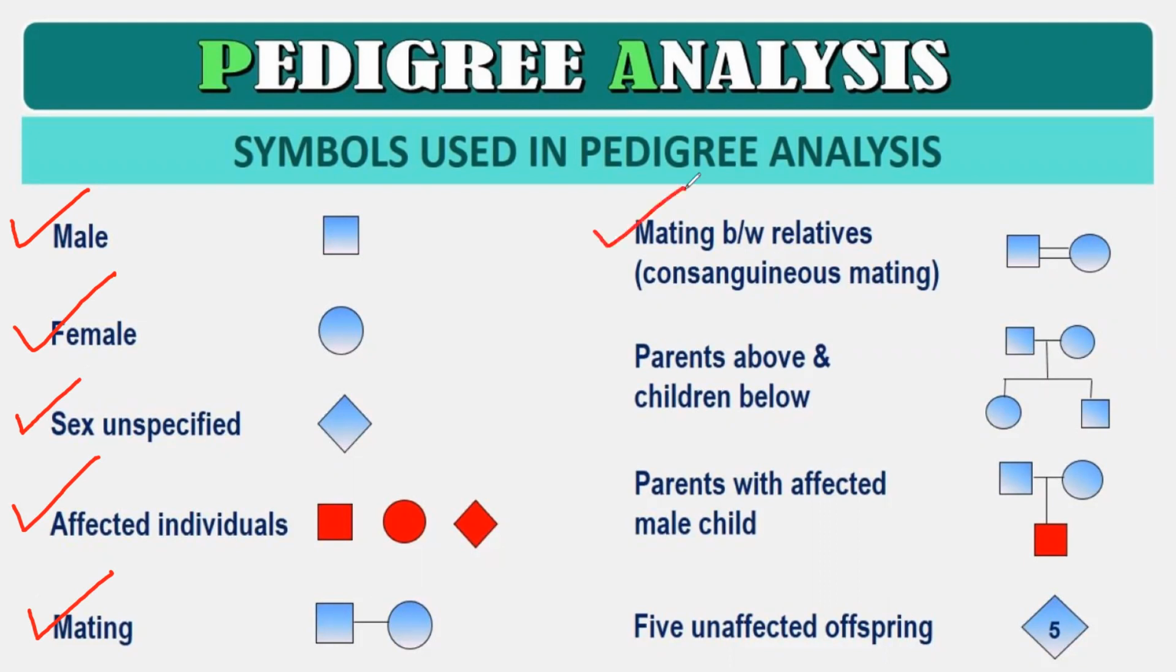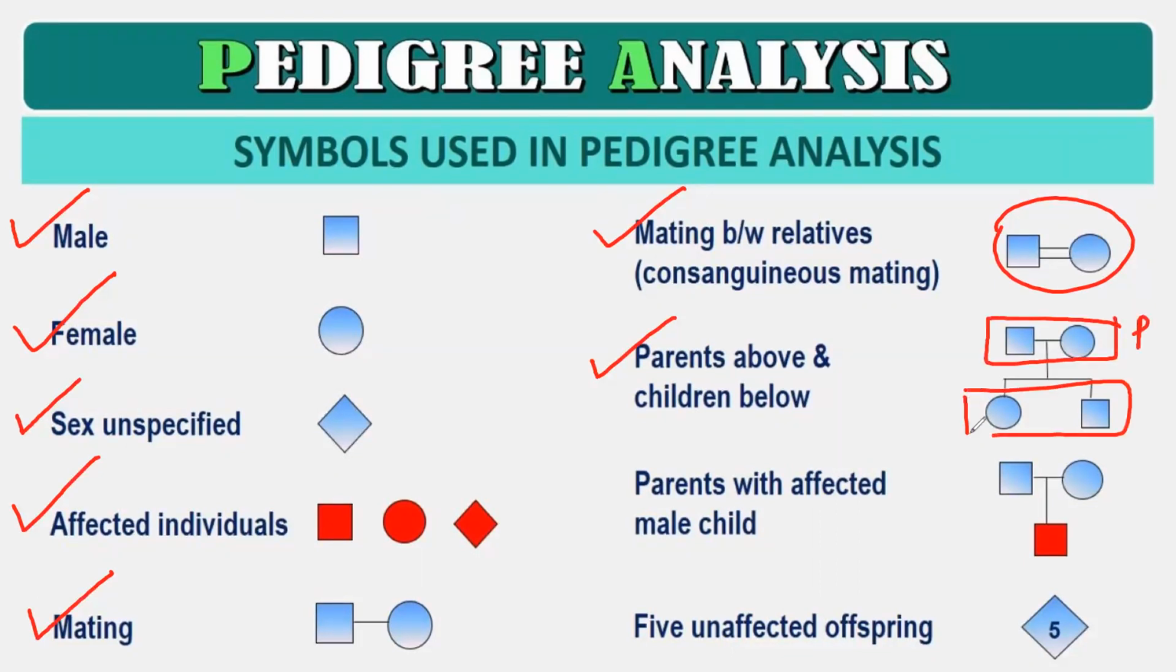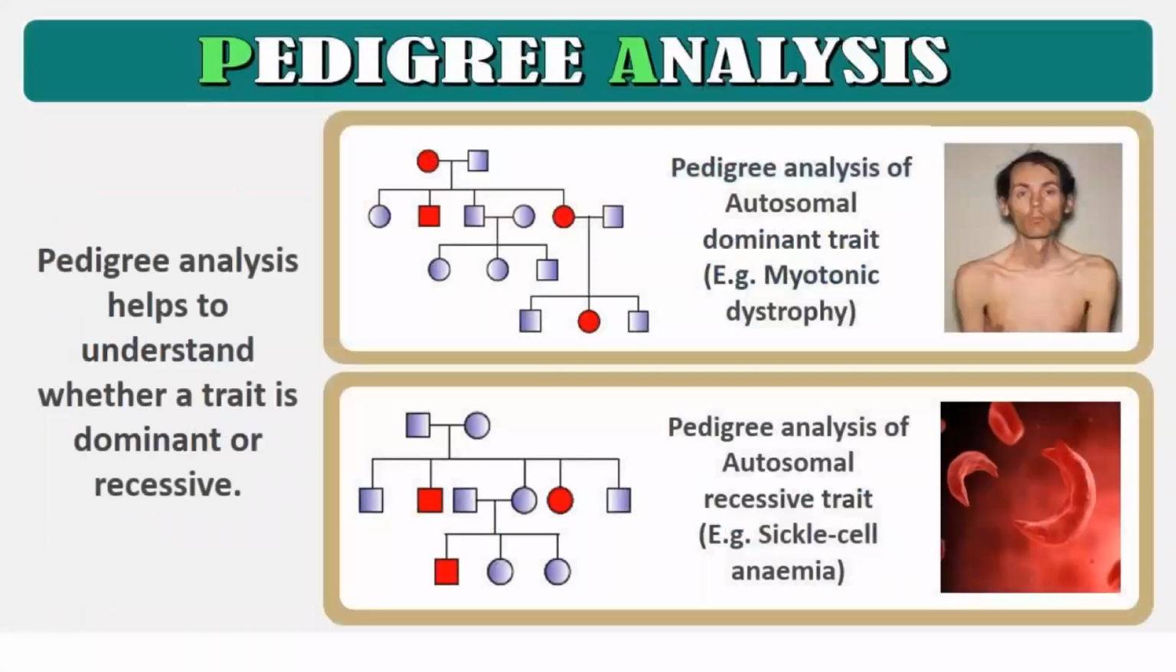If the mating is between relatives, then instead of a single line, you can see a double line connecting the two. Parents above, and these are the parents, and these show the children. Parents with affected child: red color, or the darker shade, always indicates the affected individual. 5 unaffected offspring. So in total they have written 5 unaffected offspring. So these are the symbols that are being used in pedigree analysis.